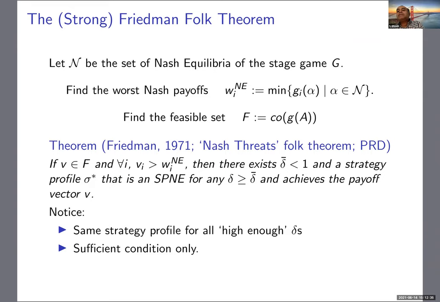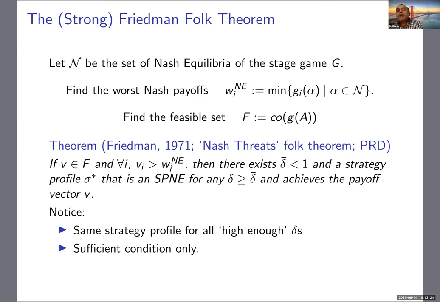Let script N be the set of Nash equilibria of the stage game G. Now define the worst Nash payoffs. w_i^NE, so W for worst, player i's worst Nash equilibrium payoff, is the minimum of G_i(alpha), where alpha belongs to N. So just go over all Nash equilibria and find the worst for i, as simple as that. Find the feasible set. A is a set of pure action profiles. G(A) is a set of payoffs of pure action profiles, so a finite number of dots in payoff space in R^n. And co is just the convex hull operator, the smallest convex set containing G(A). So that's the feasible set of the stage game.